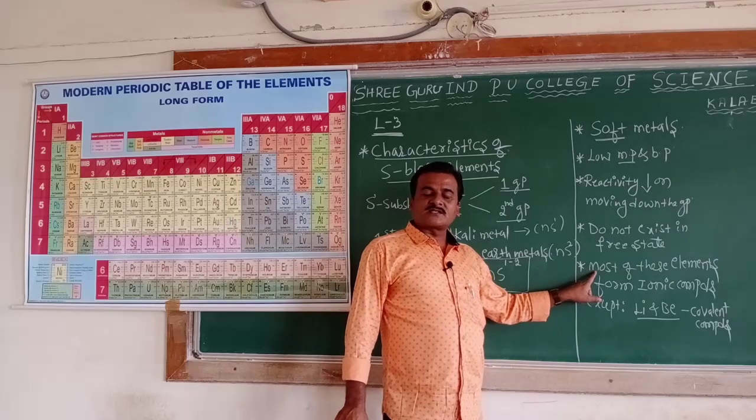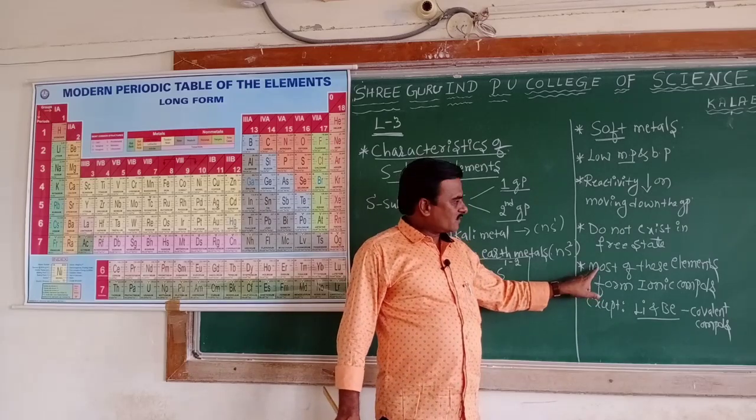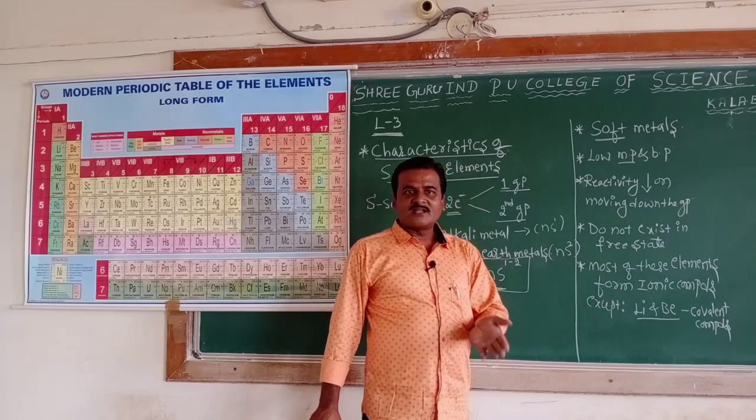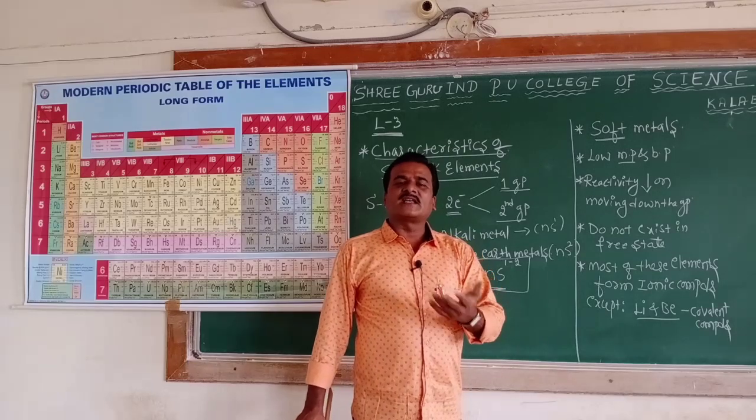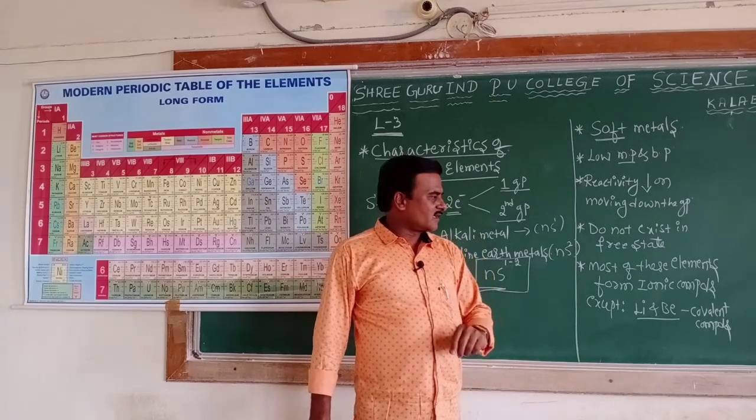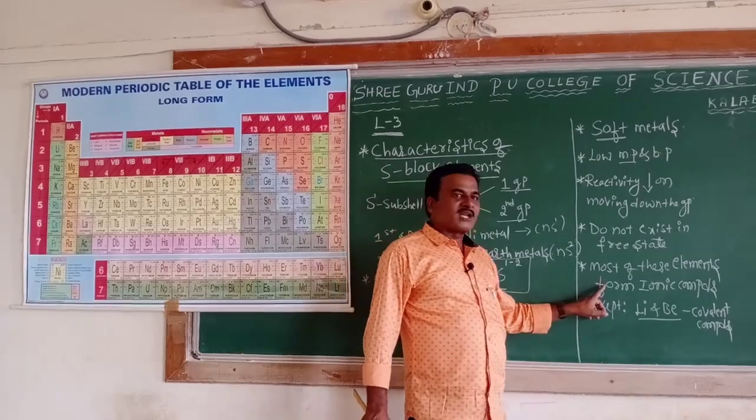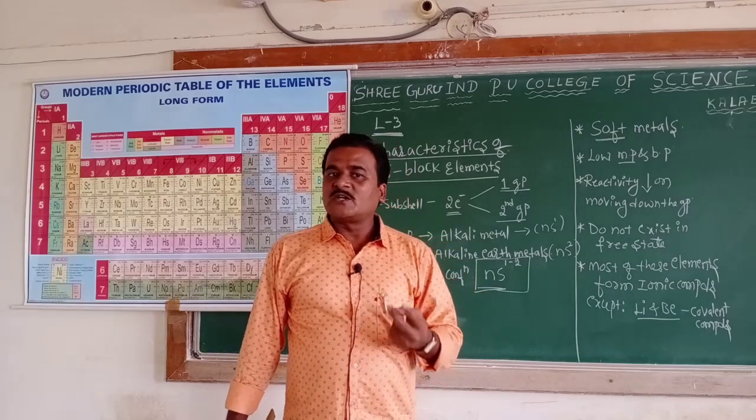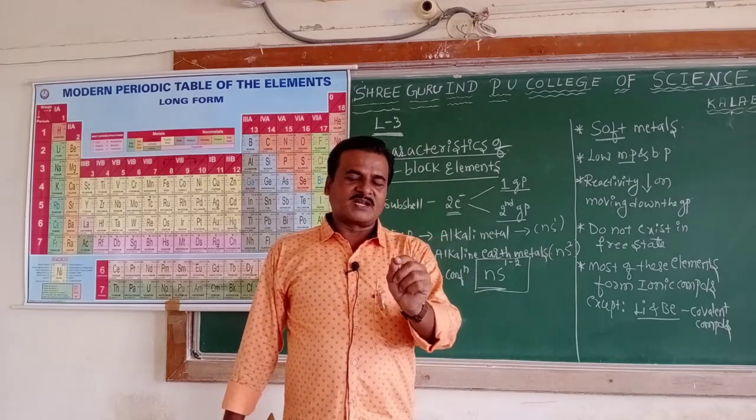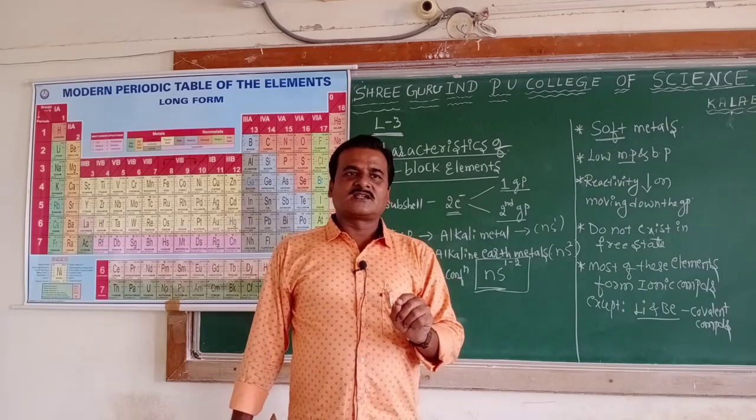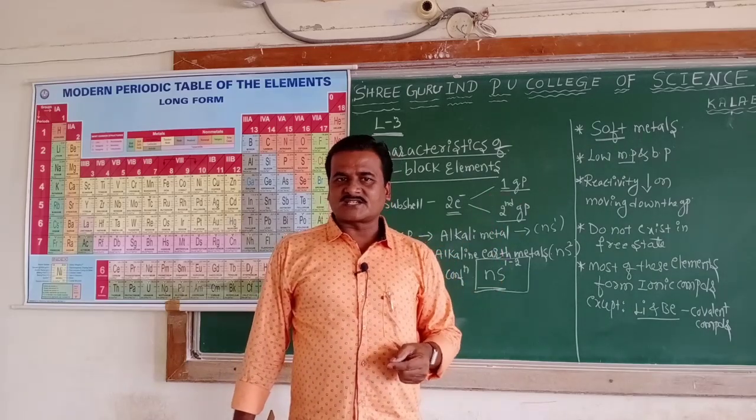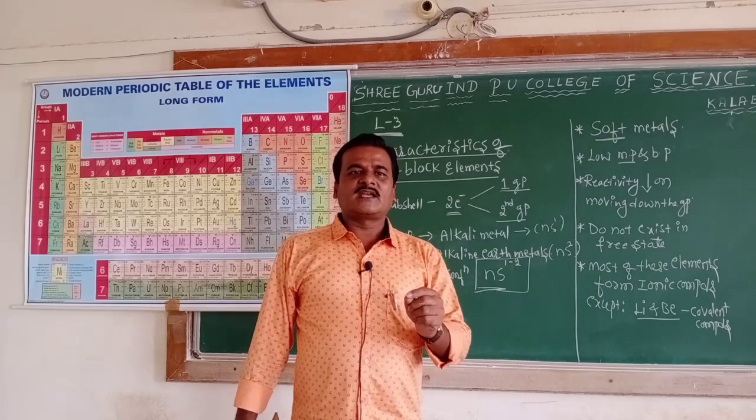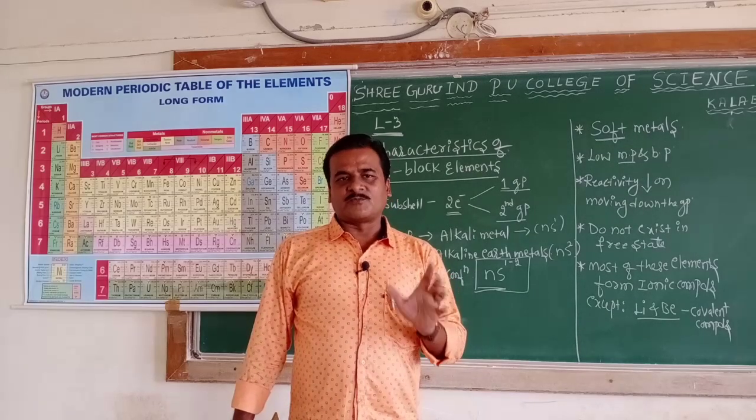Then most of these elements, whether you take group 1 or group 2, form ionic compounds. Group 1 alkali metals form ionic compounds with loss of 1 electron, except lithium. And group 2 elements, alkaline earth metals, form ionic compounds with loss of 2 electrons, except beryllium. Here is an exception which we collect in the further discussion. Lithium in group 1 and beryllium in group 2 usually form covalent compounds.